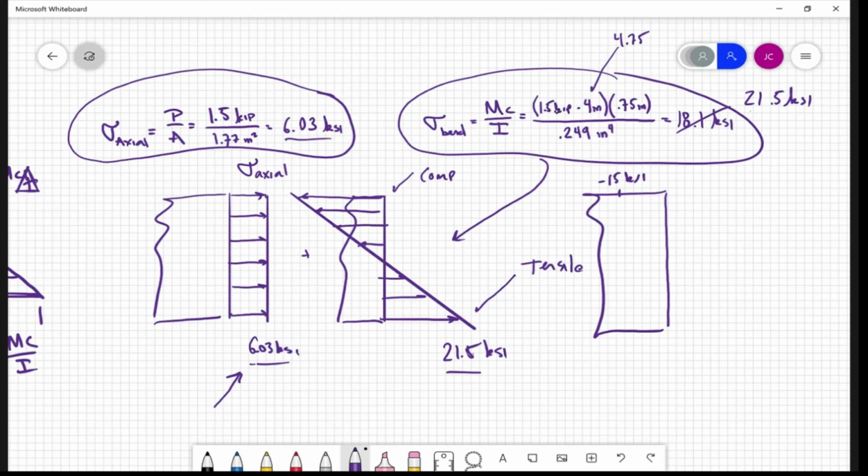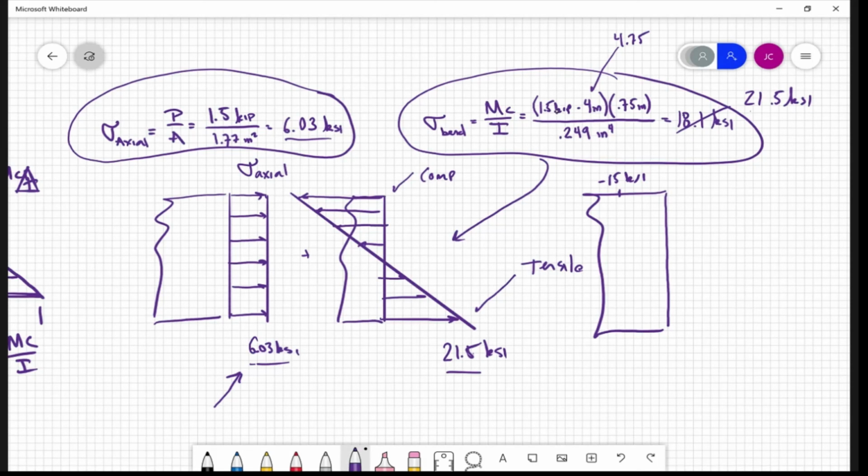Professor, I ran the actual axial stress because I got a different answer. Wouldn't it be 0.849 KSI instead of 6.03 KSI? Oh yeah, okay, whatever.